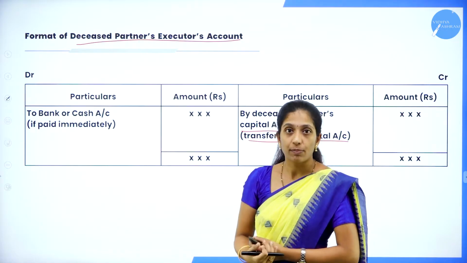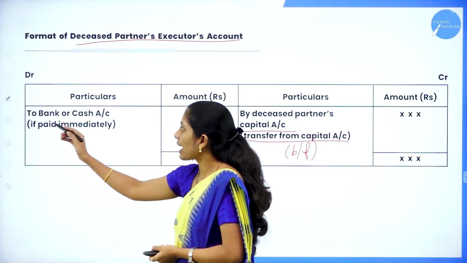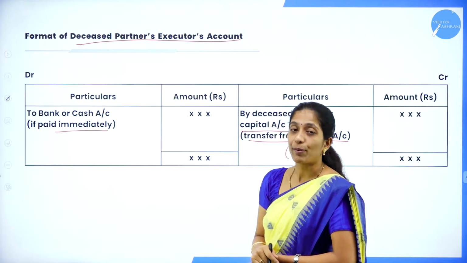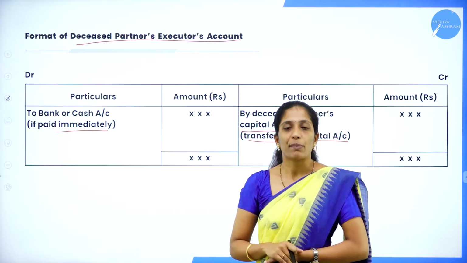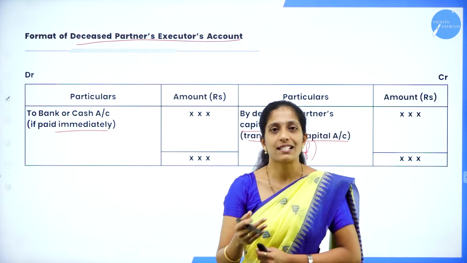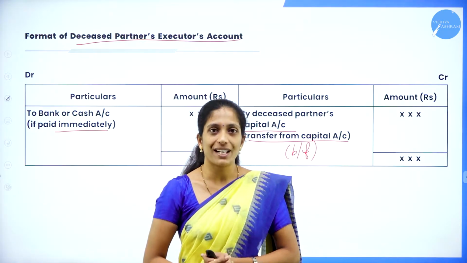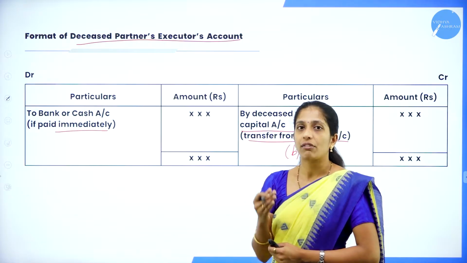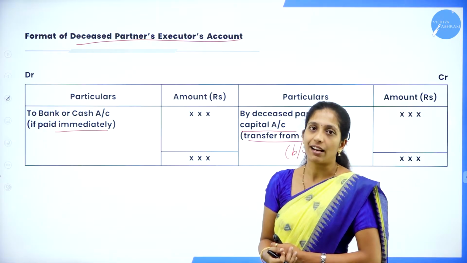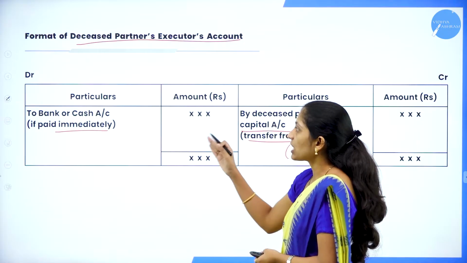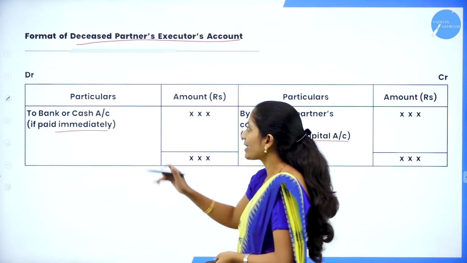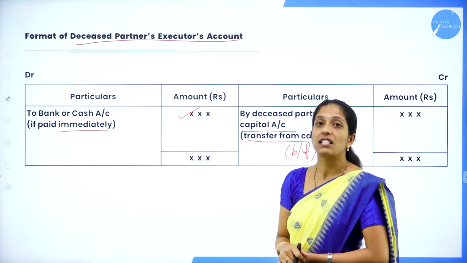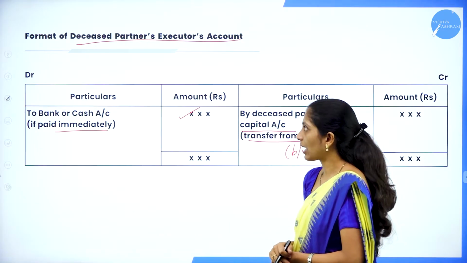Suppose the payment is made immediately, then we'll record it as to bank or cash account. I have told you the settlement can be made in two ways. One way is that they can pay the amount immediately, or they can transfer it to the deceased partner's loan account, where it will be paid in the form of installments along with interest. Suppose it is paid immediately, then we'll write it as to cash or bank account. So this is the format of the deceased partner's executor's account.